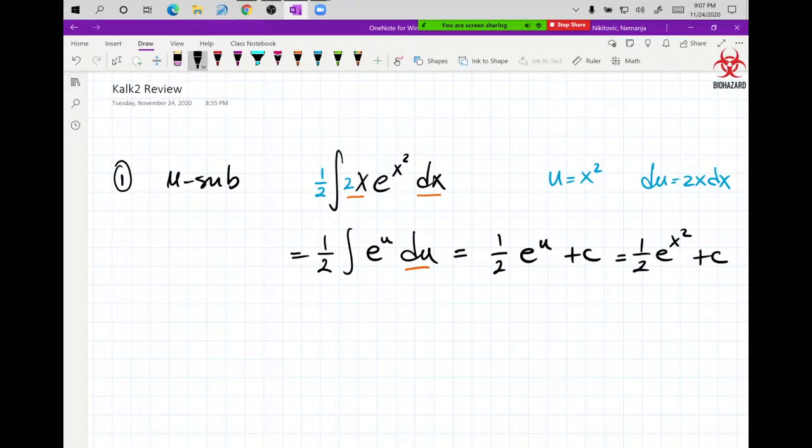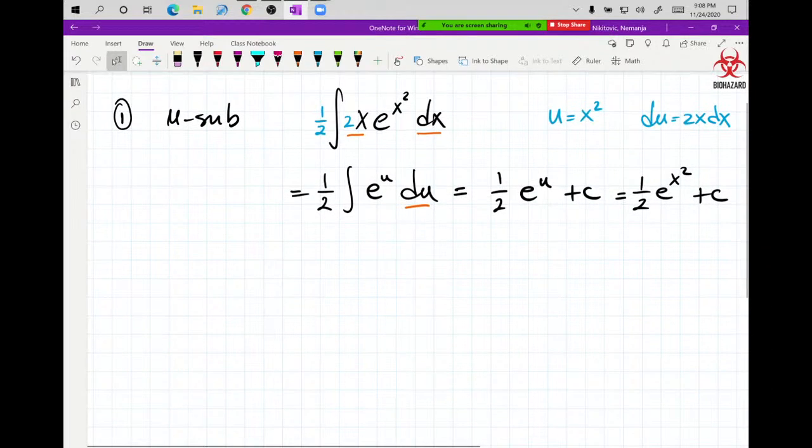Now, the transformation here is very easy. It's very direct, right? We just have this correspondence that u is equal to x squared, and it's very easy to go with this transformation forward or backwards because it's literally just swapping.